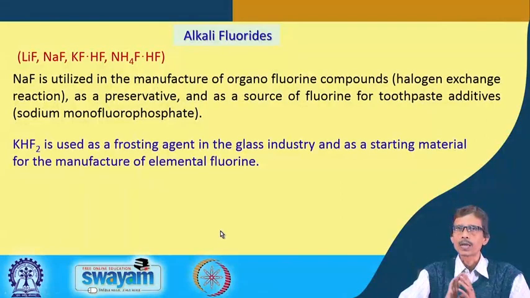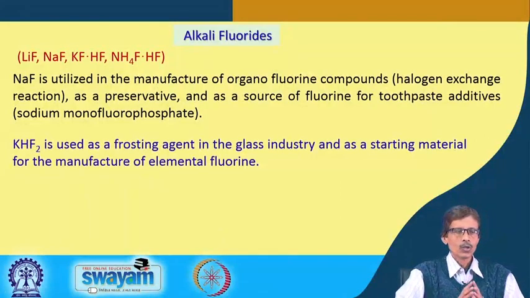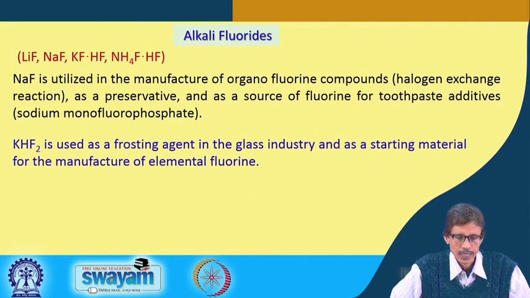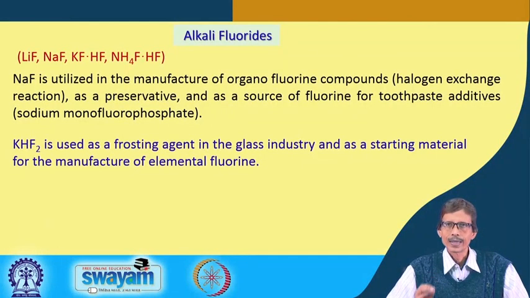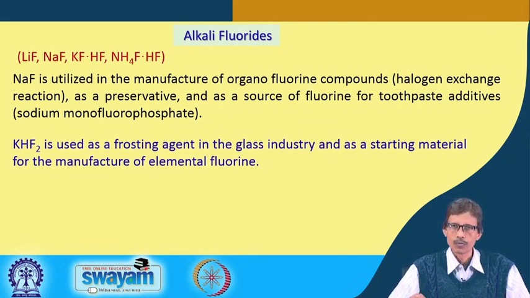Then potassium bifluoride. The other one, KF.HF or KHF2, is used as a frosting agent in the glass industry. We know that fluorides will attack the silicon dioxide surface of the glass, that means the silicon center can be attacked by fluoride, but we cannot directly use hydrofluoric acid for processing or very easy etching on the glass surface.